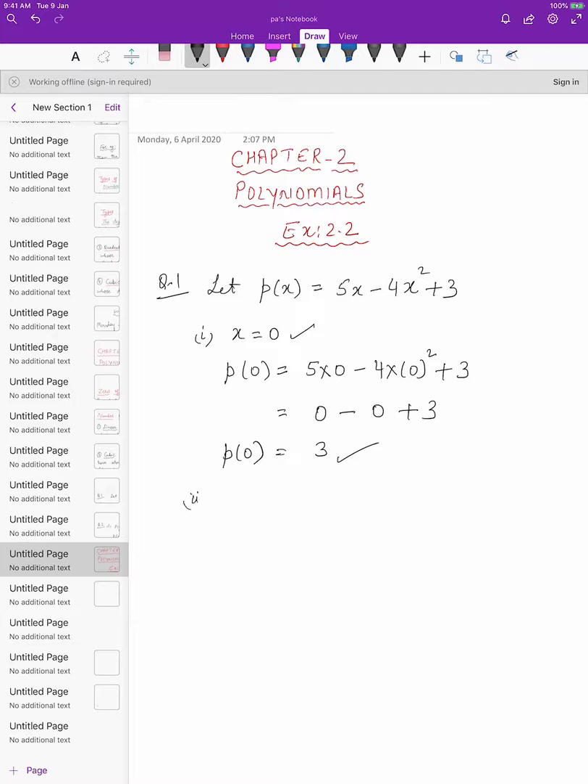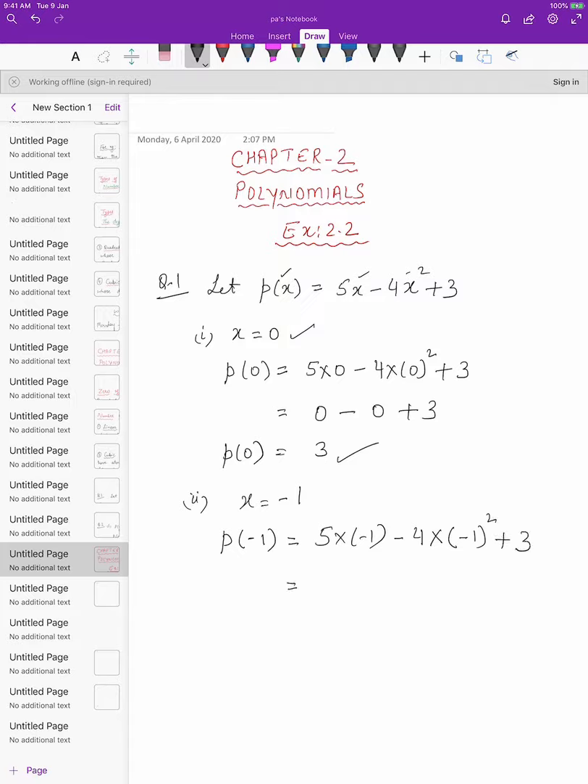Similarly, the value of the polynomial at x is equal to minus 1, that is the second part. So what will I write? P of minus 1. I will replace all the x by minus 1. 5 into minus 1. See, 5x means 5 into x. So I will write 5 into, what is the value of x? Minus 1. So 5 into minus 1 minus 4 into x square, so into minus 1 square plus 3.